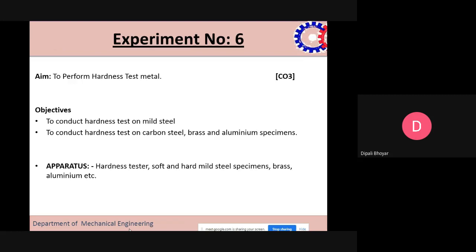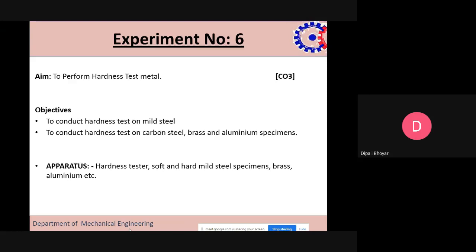So first we have to know what hardness is. Hardness is the measure of the resistance of a particular metal or body. It is nothing but the resistance of a particular body, which we can call hardness. Here we perform this test on metal material. We can use mild steel, brass, aluminium, and carbon steel for performing this experiment.